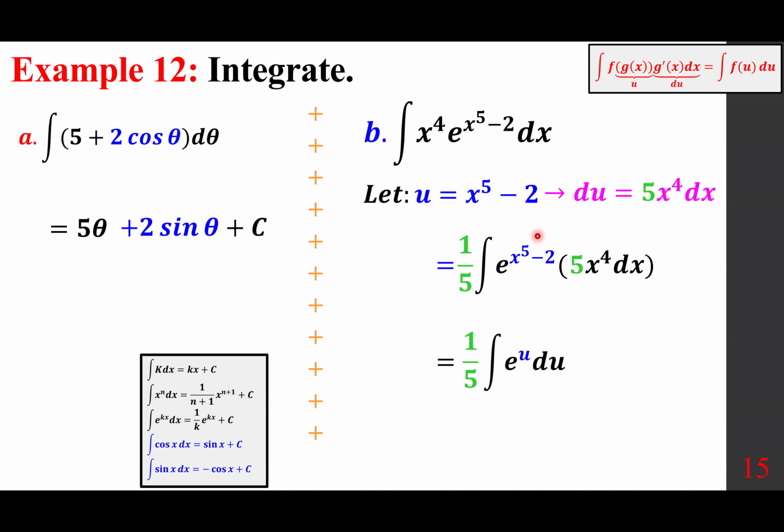Therefore, we are dealing with 1/5, the integral of e to the power of u du. So the answer is 1/5, e to the power of u, and a constant. Reverse substitution results in 1/5, e to the power of x to the power of 5 minus 2, plus a constant. We are done.